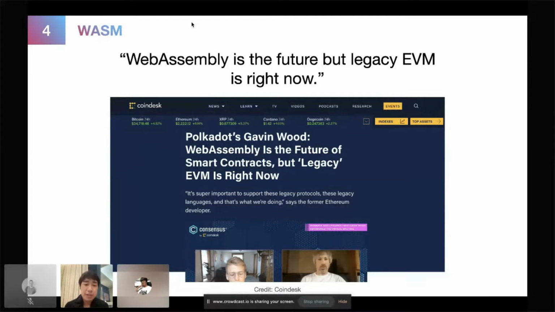However, supporting WebAssembly is very important in the long run. That's why we are supporting both and make them interactive. Once we can make cross virtual machine, XVM, I think this is going to be a huge differentiator, which Plasm Network, Astar Network only supports.